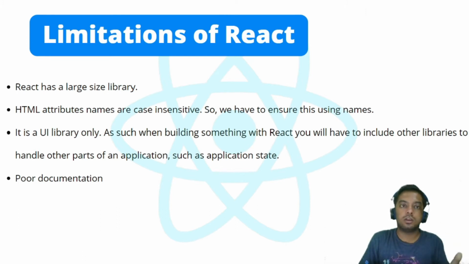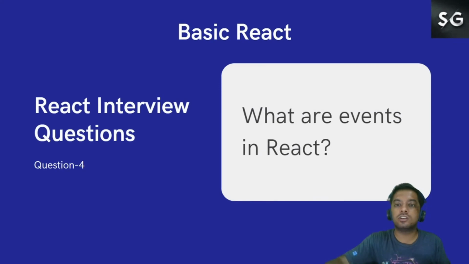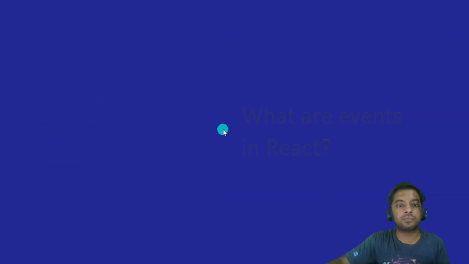Okay, so if the documentation had been good, then there might have been uniformity throughout the community, and all the people might have been using the same project structure and other features. Okay, so the next question is, what are events in React?